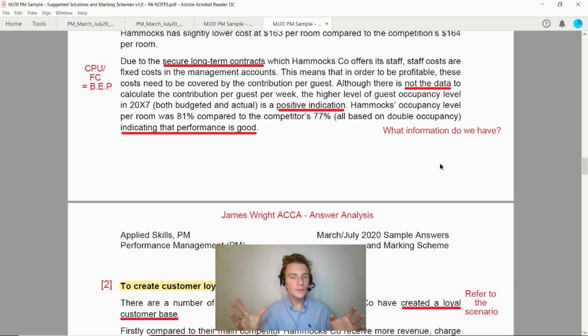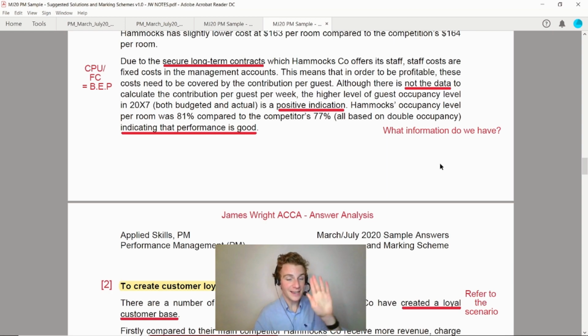So in other words, from the information that we do have, is there any indication or sort of hints as to, well, are we in a better or worse position? Because Hammocks' occupancy level per room was 81% compared to the competitors' 77%, so based on the double occupancy. So this indicates to us that we are performing and actually getting a better quantity than our competitors. So in other words, we didn't have all the information, but based on the information that we do have, that assumption in terms of meeting our break-even point, covering those fixed costs, is looking plausible, or a positive indication that this could be possible as well.